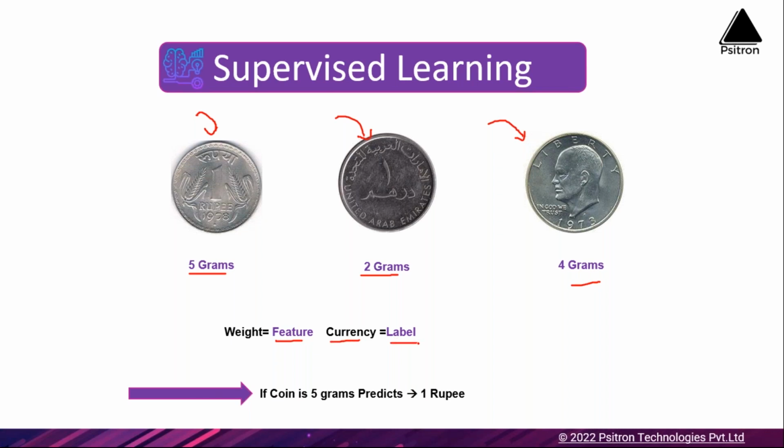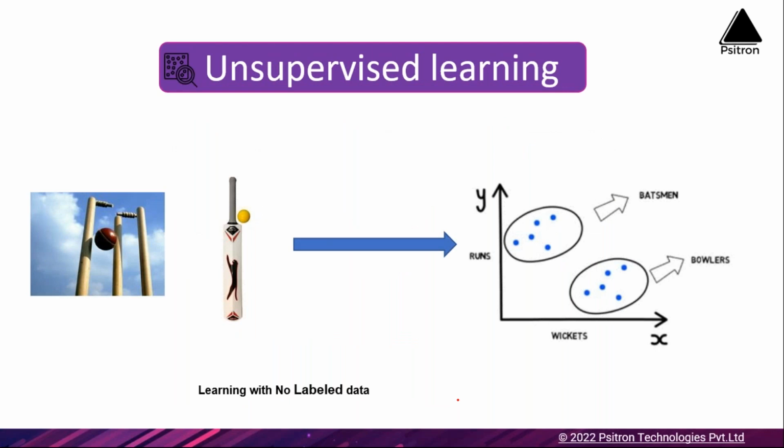Let's say your machine learning model predicts the coin is 5 grams. If that is a prediction, then we know that the coin is a 1 rupee coin, right? So the supervised learning technique is nothing but having both a feature and a label in your data. So you can create a supervised learning model. Then comes the unsupervised learning technique. This is a technique of learning with no label data. You will have features, but you don't have labels.